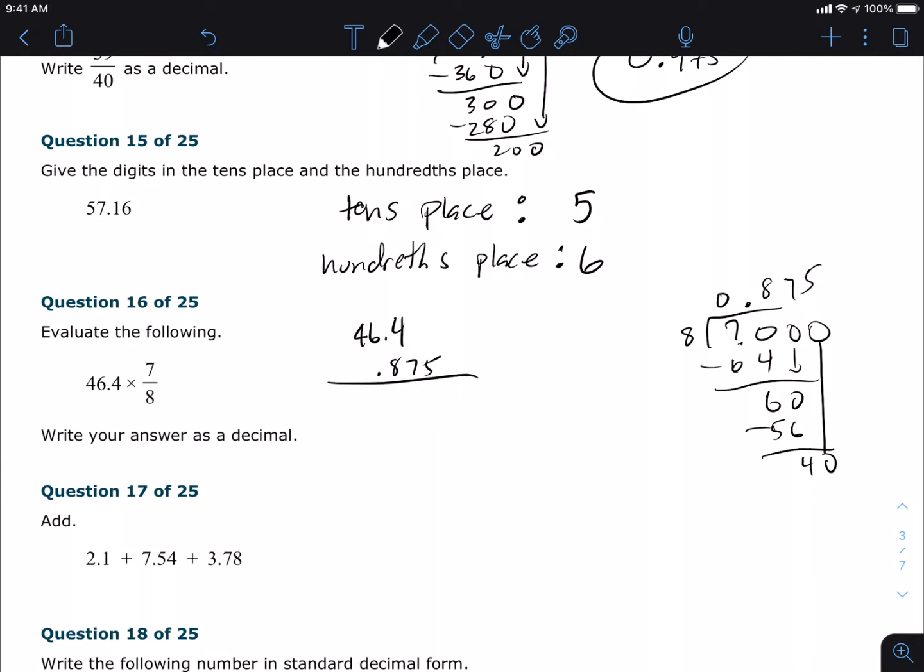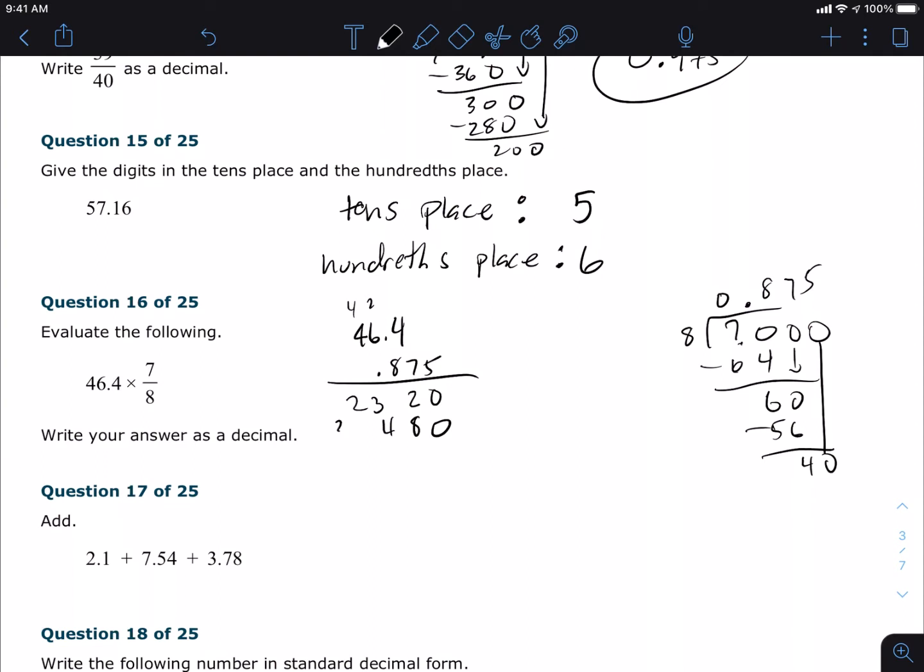And then we can just multiply it like we normally would, right? 5 times 4 is 20. Carry the 2, so that's going to be 32. Carry the 3, that's 23. Now we need to add a 0. So 7 times 4 is 28. I'm going to carry a 2 there. 7 times 6 is 42. Plus 2, those are going to give me 44. And then 7 times 4 is 28.